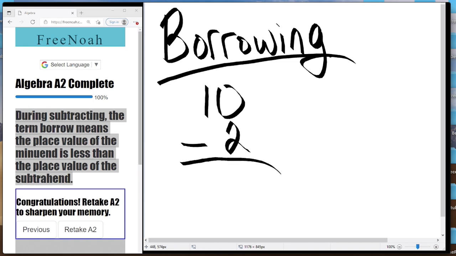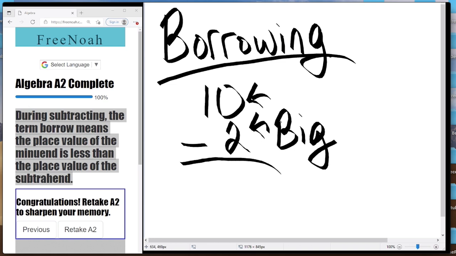So let's have a little form of organization here, right? So this 0 and this 2 right here, we're going to subtract them, right? So this 2 has a bigger value, okay? And this 0 here in the whole number 10 has a smaller value. Let's give a little more organization and put these dotted lines here, right?